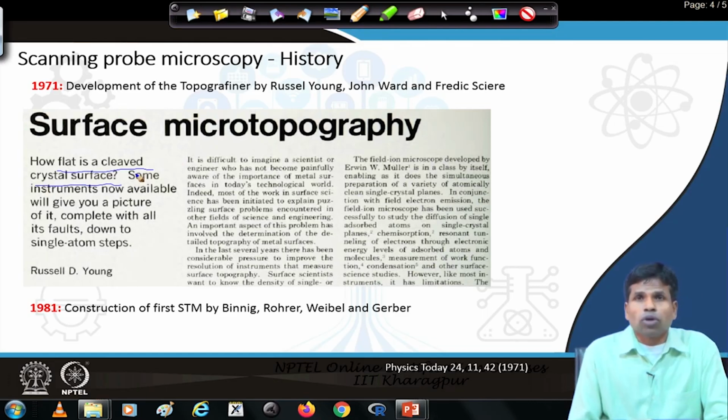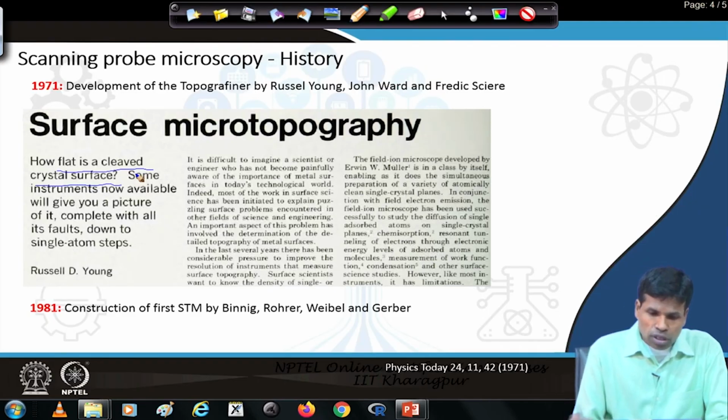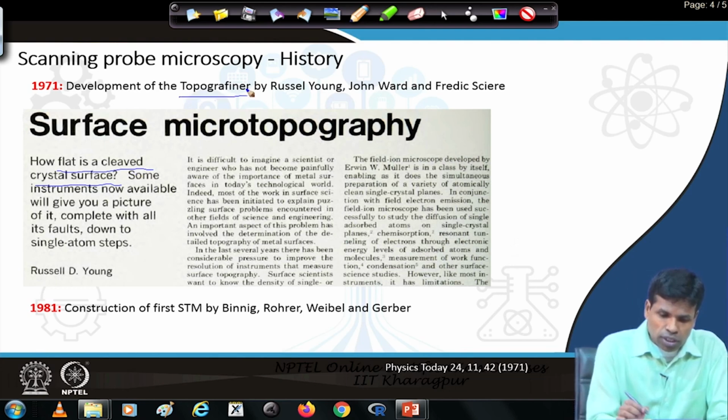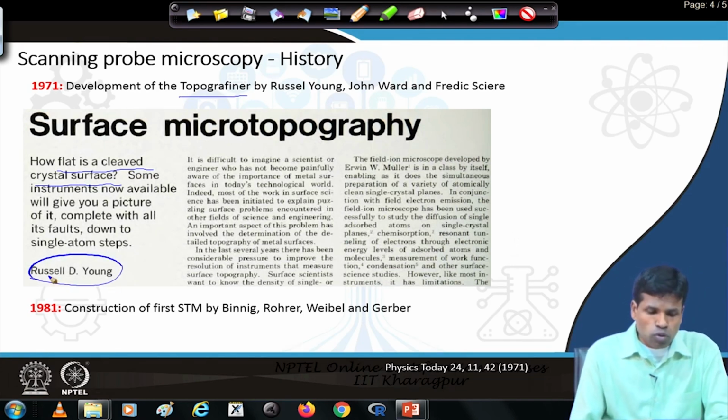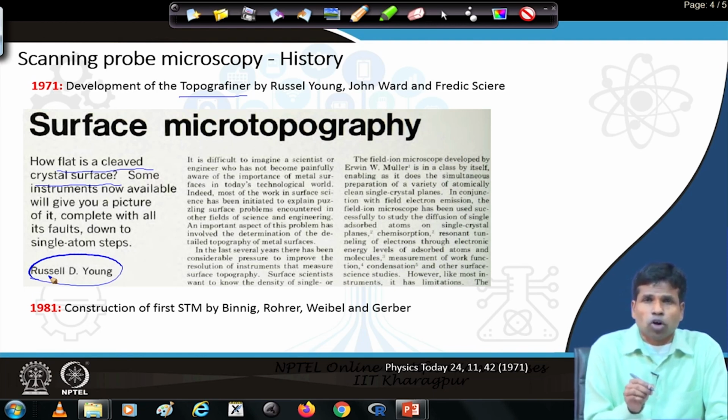Some instrument would be able to provide it, and there was a technique called the topographiner, which was developed by Russell D. Young in 1971. He could achieve the roughness of the surface in the range of a few nanometers, 2 to 3 nanometers depth resolution, and a horizontal or lateral resolution of about 400 nanometers using the topographiner.